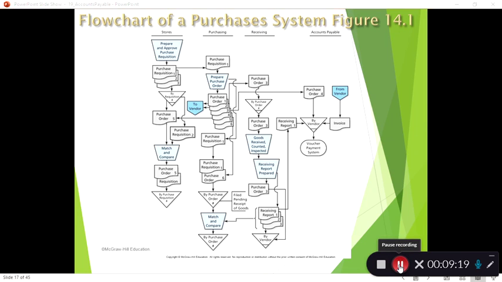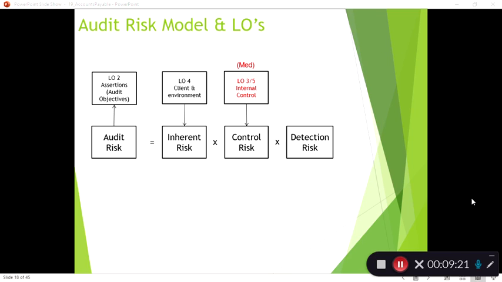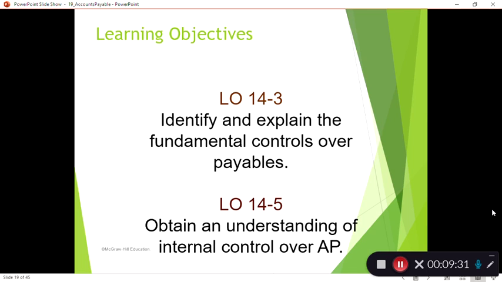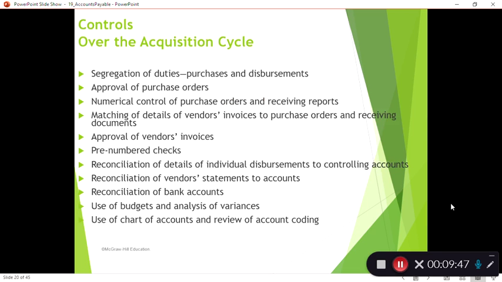And so then moving on to the next learning objective, which is a component of the audit risk model, is control risk. So understand internal controls. Part of objective 3 is about identifying those as controls. Basically there you're thinking about, this is just as a student, understanding the controls, and then objective 5 is the auditor obtaining an understanding.